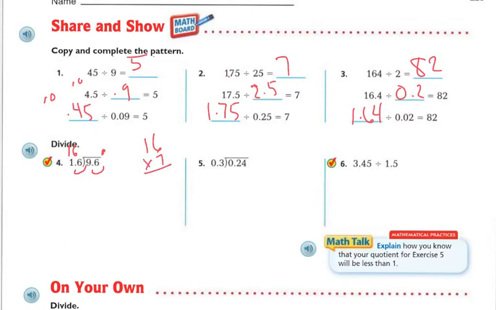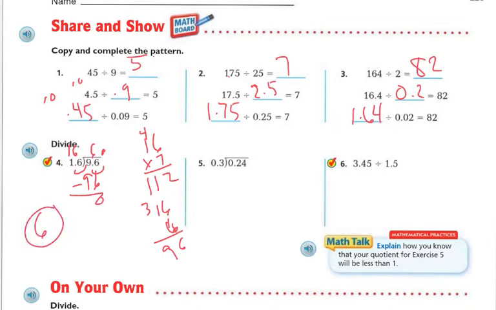Well, let's try 16 times 7 and see what we get. 6 times 7 is 42. 7 times 1 is 7, plus 4 is 11. And that's too much, right? So let's try 16 times 6. 6 times 6 is 36. Oops. And 6 times 1 is 6, plus 3 is 9, so 96. Oh, it goes in perfectly. So the answer is going to be 6. So 96, I subtract, I get nothing. So the answer is 6 because the decimal point's after the 6, right? So you don't have to worry about putting the decimal on that one.